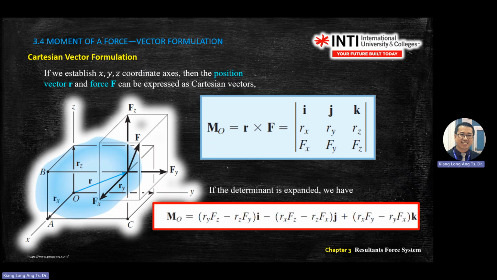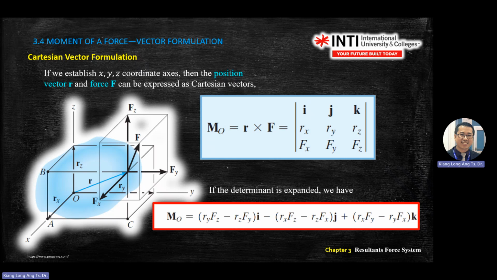So this is the determinant expanded, you get this form. Okay. So your moment can be put in terms of ijk. Your moment is a vector. You can put it in ijk form because this one is 3-dimensional. So you only use vector or cross products when you see a 3-dimensional question.